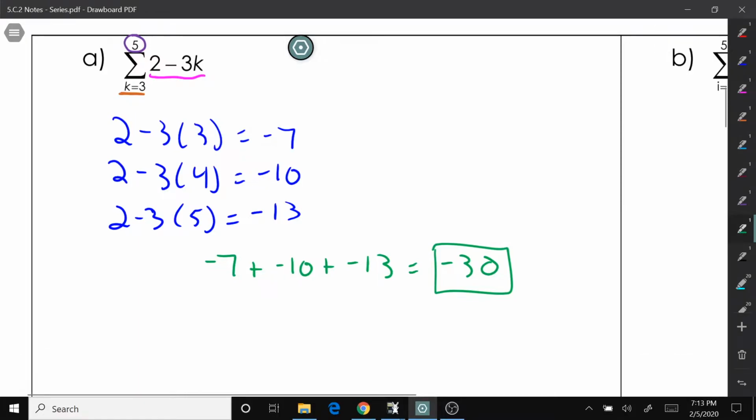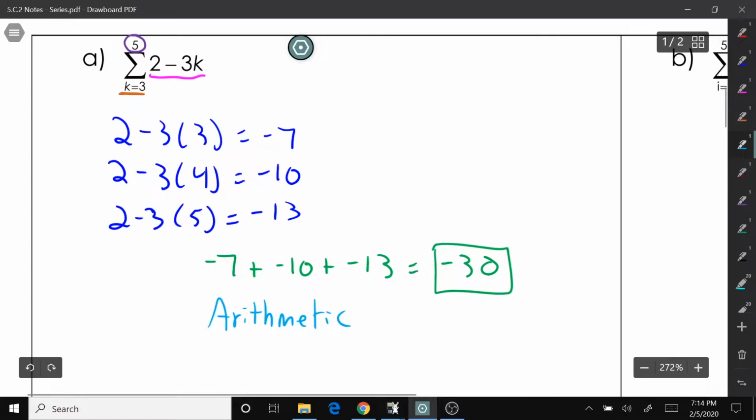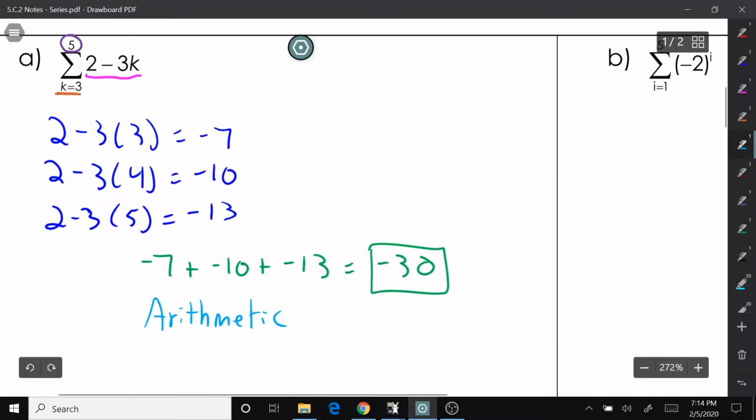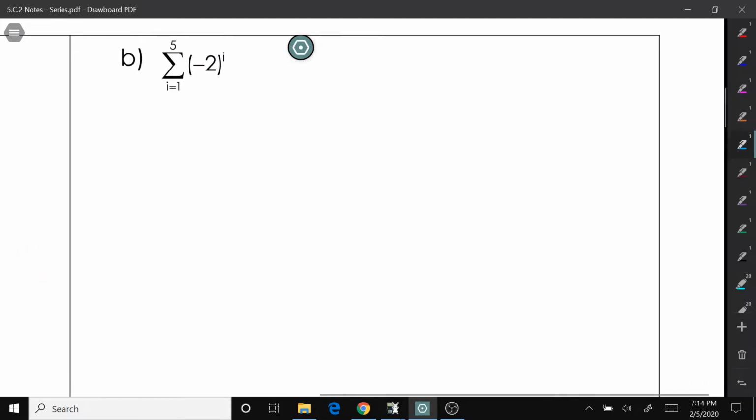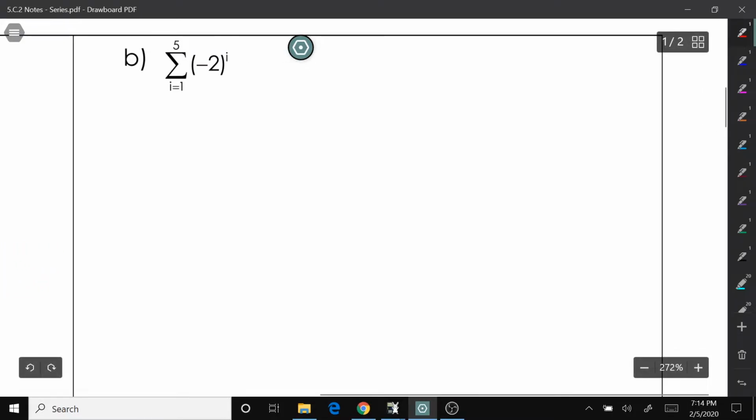Now because we're just subtracting 3 each time, this is an arithmetic sequence. We're adding negative 3 each time. Alright, so let's look at letter B. Letter B, I'm going to start by plugging in 1 for i, and then keep plugging in larger numbers until I get to 5. So negative 2 to the first power is negative 2.